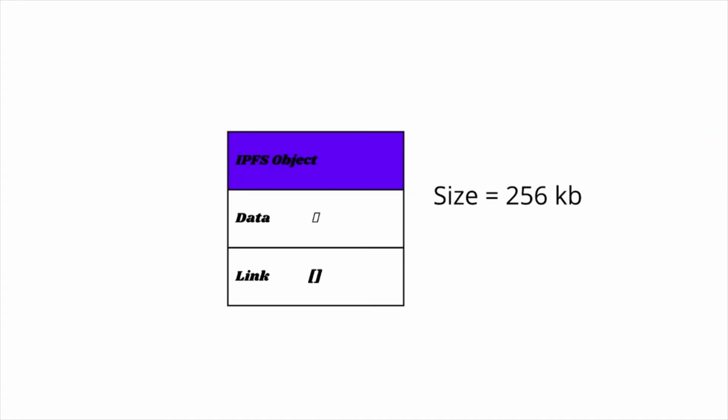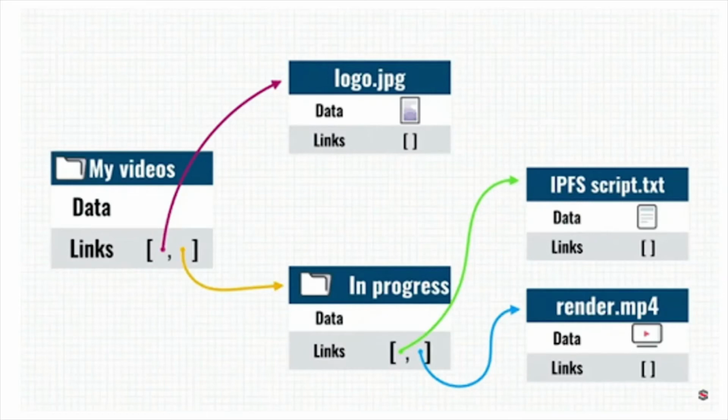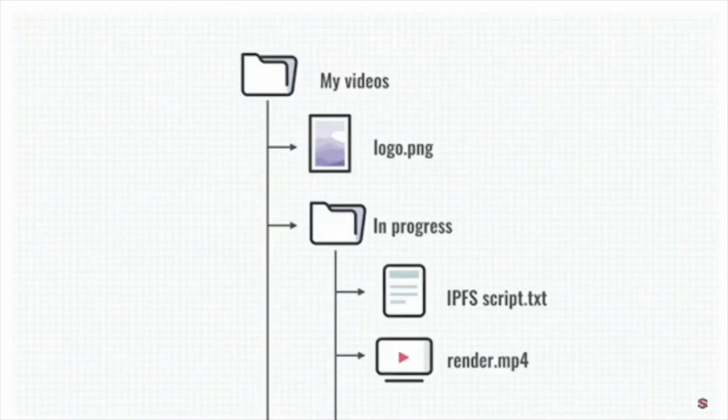IPFS stores files as IPFS objects, with each object supporting 256 KB of data. It also supports linking data. If the size of data is more than 256 KB, then data is divided into small chunks. Then IPFS creates another empty IPFS object and links all the chunks together. Using this feature, you can create a file system which can look like the file system shown.